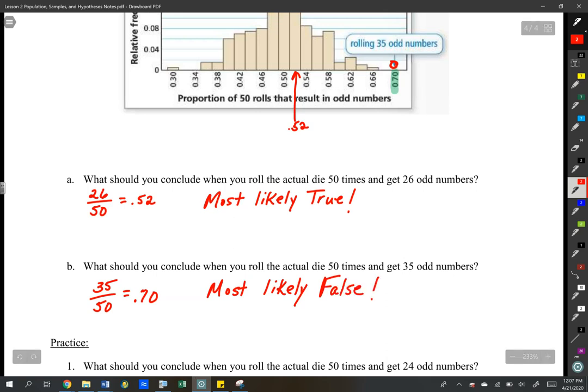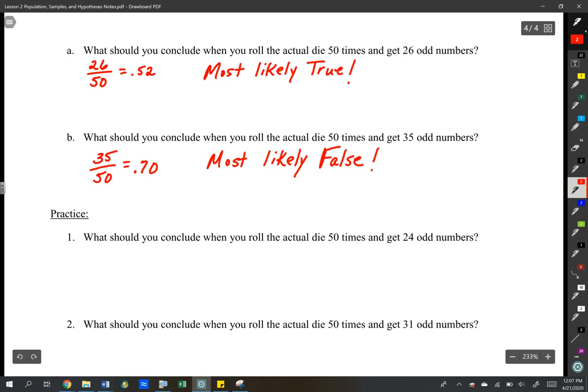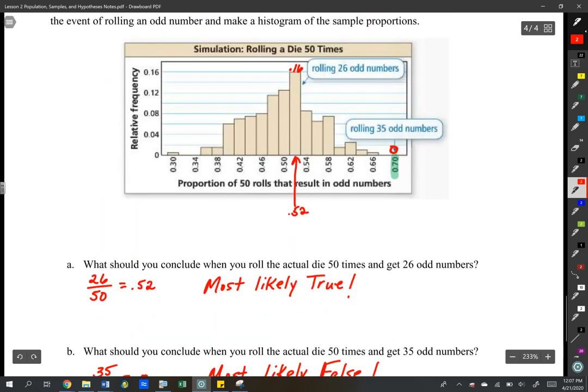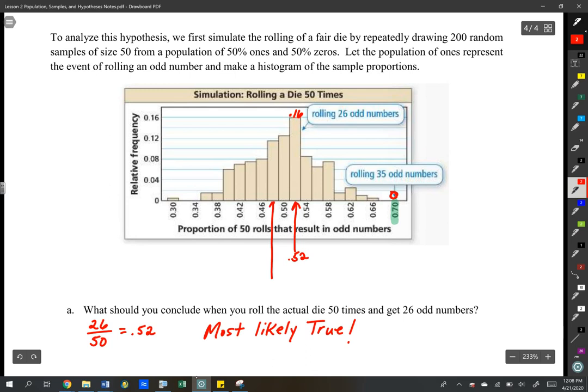Right. Now there are two practice problems right here. I would say pause, try it out, and then restart the video. For practice number one, what should you conclude if you roll the die 50 times and you get 24 odd numbers? All right, 24 out of 50, that gives us 0.48. Let's go find that on our chart. Here's 0.48 right here.